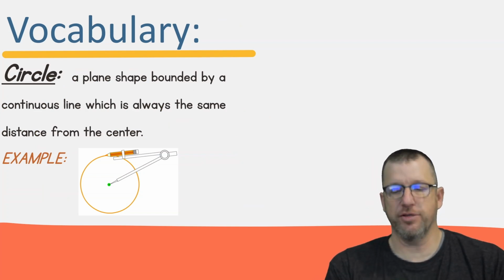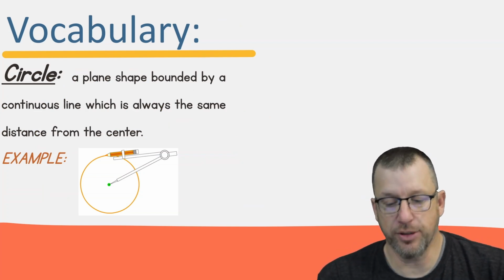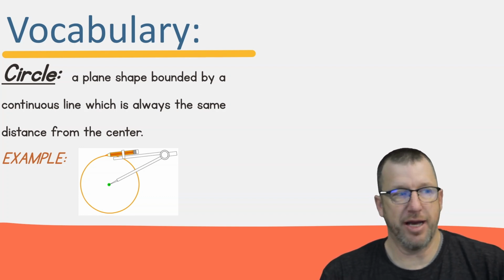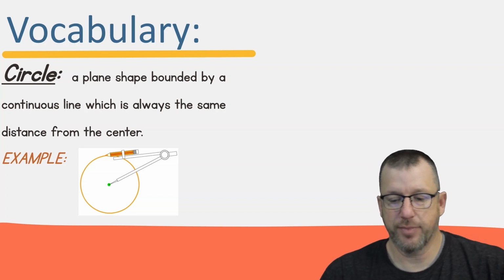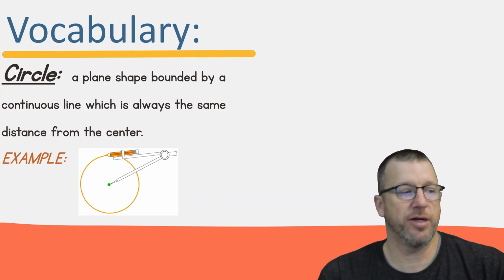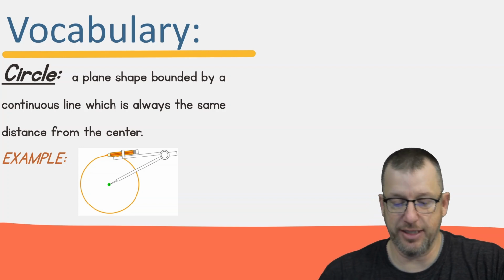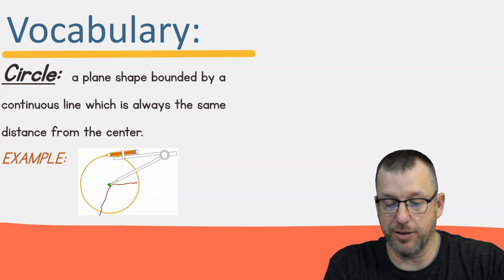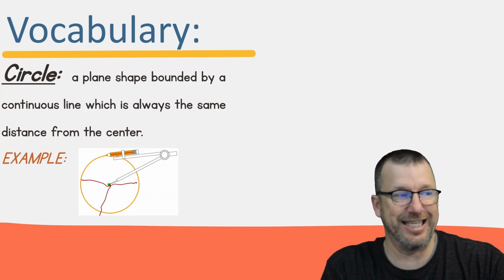The main point of this whole video is a circle. Well, a circle is a plane shape, which means it's two-dimensional, it's flat. It's bounded by a continuous line, so it's one line. And that line, every point on that line is exactly the same amount of distance away from the center of the circle. So if I were to take a measurement from any part of this space and go, how long is that? They'd all be exactly the same length.